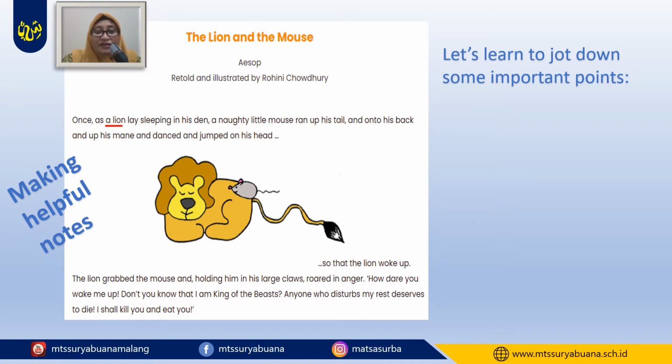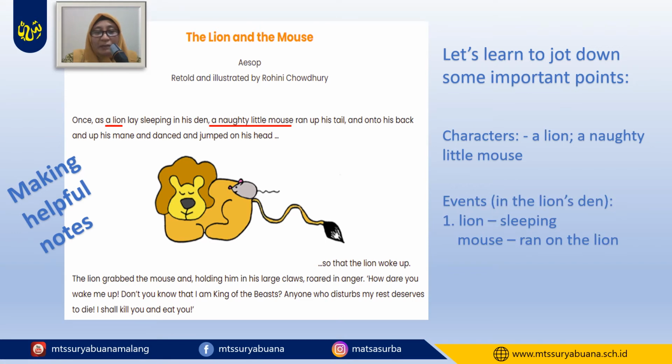Okay, here we find the words a lion and a naughty little mouse. So we can write here, the characters. We have two characters, a lion and a naughty little mouse.